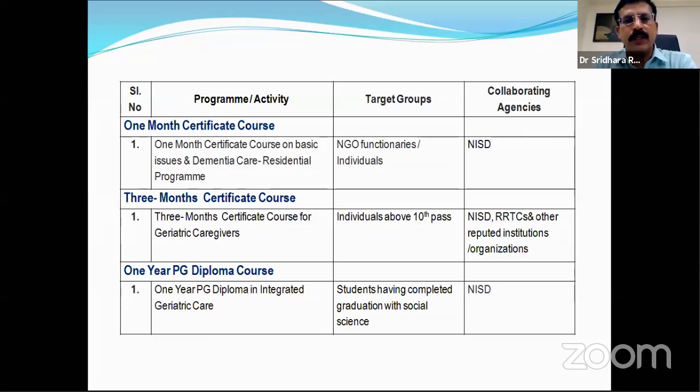For 1 month they work with the patients in that hospital. After that, we take the assessment. Then for those who are qualified, we give the certificate. For this 3 months course, we have a huge demand all over India.